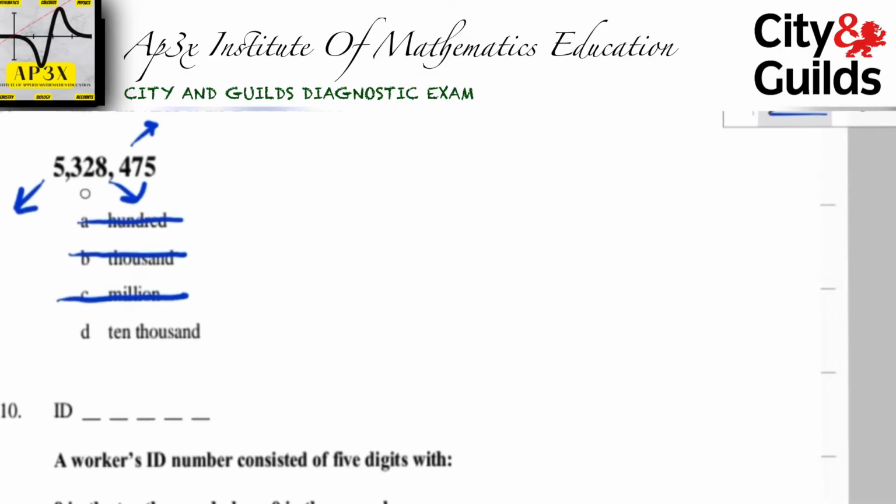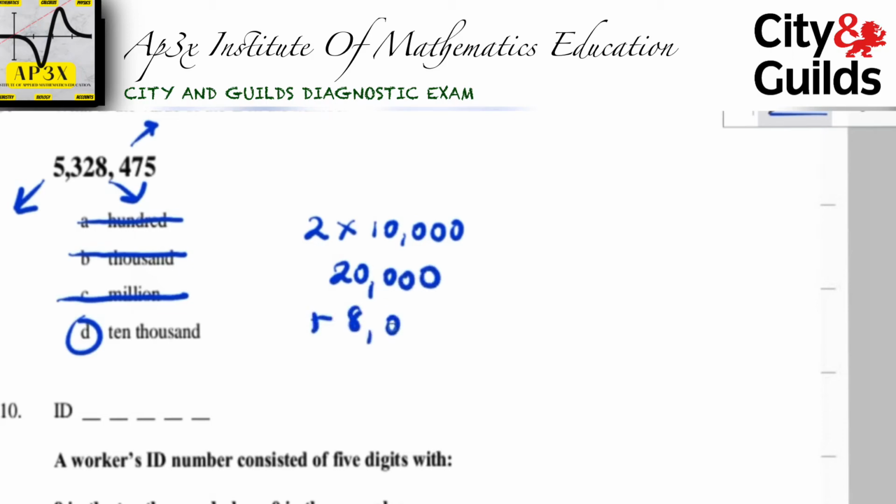So it's 328,000. The 2 is going to represent 10,000 because 2 multiplied by 10,000 is going to be 20,000, plus the 8,000. That gives us the 28,000 that we're looking at in the end here.